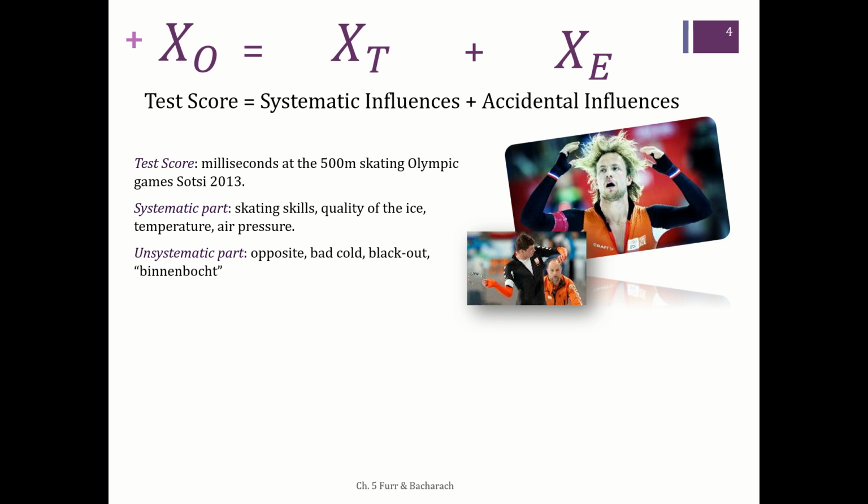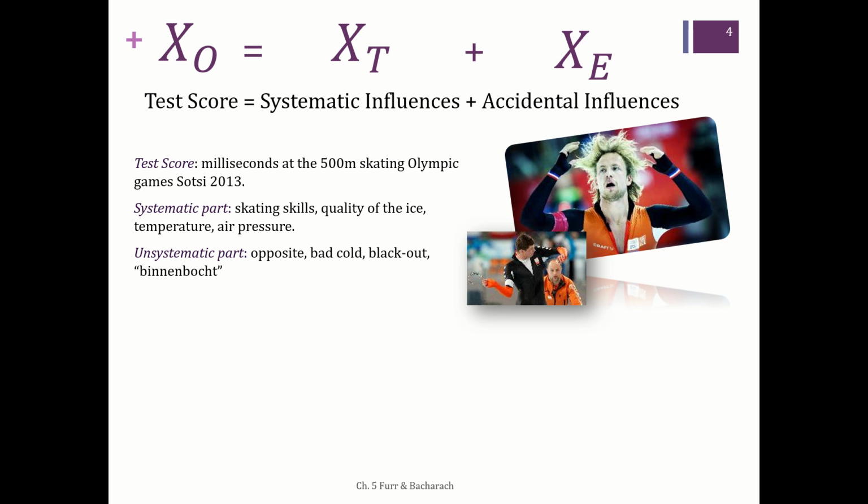All those influences will affect your time, but if you do the 500 meters a second time, the influence will be different. So if you have the inside lane now, and next time you have the outside lane, that influence cancels out. If you have a bad cold now, next time you'll feel better, so that won't have an effect again. So the unsystematic part are influences that don't influence the test score each and every time. They just influence the test score one time by accident.